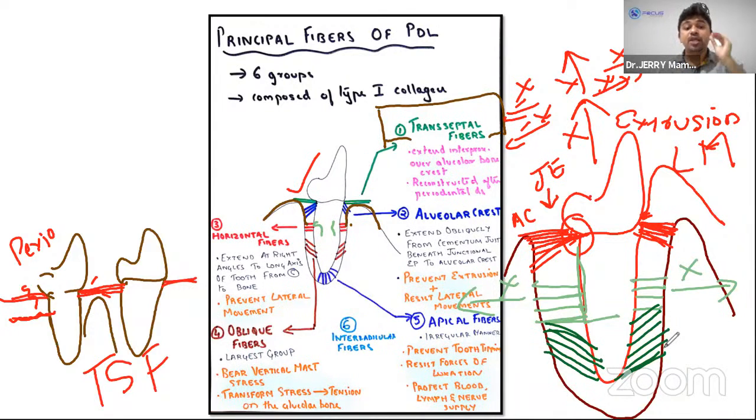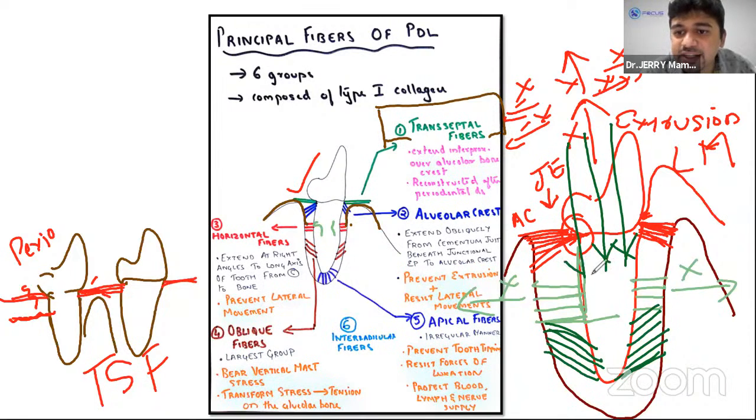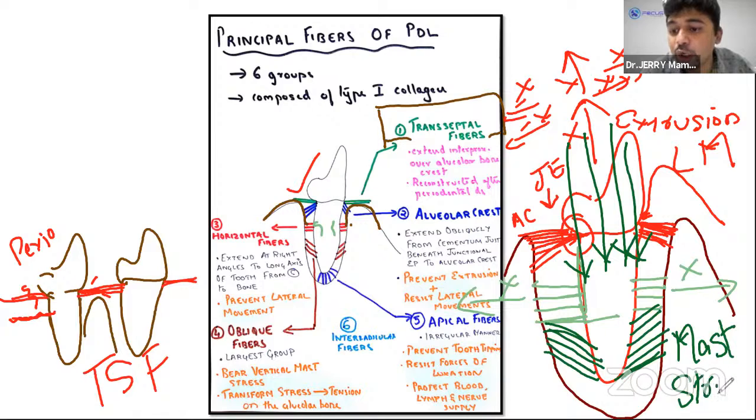What is its function? It is the largest group of fibers. So what does the tooth always face? The maximum thing that the tooth faces is the vertical masticatory stress, or masticatory load. Every time we chew, what is happening? The forces are coming down like this. The maximum amount of those forces is taken up by your oblique fibers.